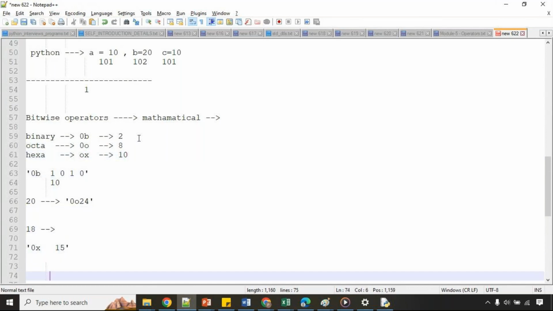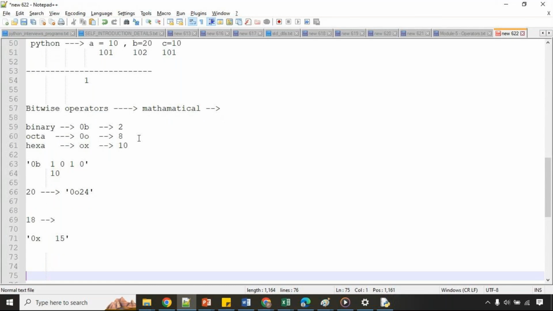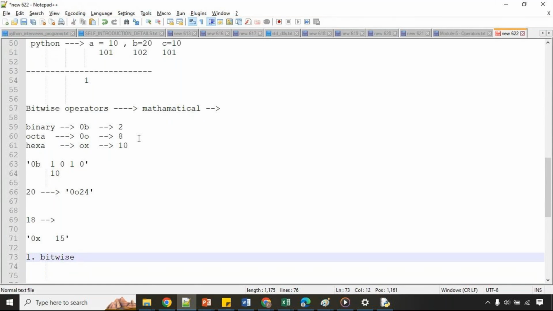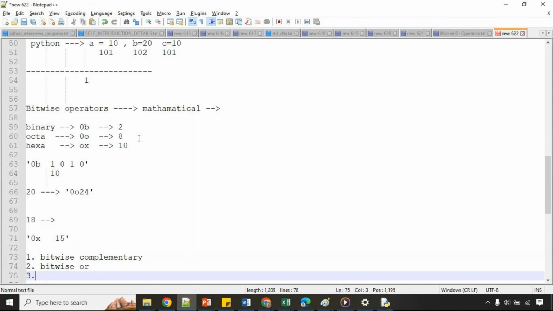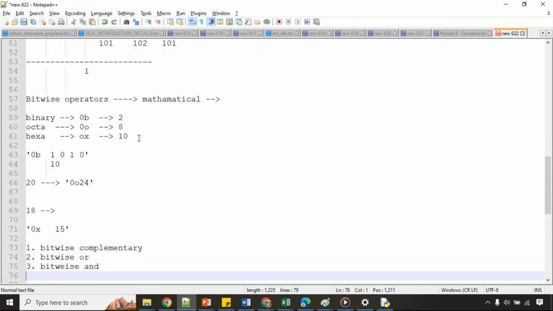Now, here bitwise related we have different functions. One is bitwise complement, bitwise or, bitwise and, bitwise exclusive or.